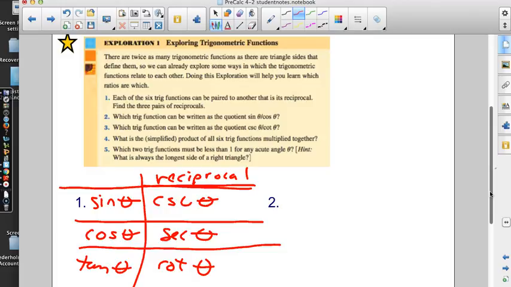Now, if we realize, hey, sine, that's always going to be opposite over hypotenuse, so a little O over H, then we immediately should say to ourselves, well, if cosecant is a reciprocal, doesn't it have to be H over O? Absolutely. It has to be the reciprocal. Cosine is adjacent over hypotenuse, so A over H. Well, that means secant has to be H over A. Tangent is opposite over adjacent. So that makes cotangent adjacent over opposite.